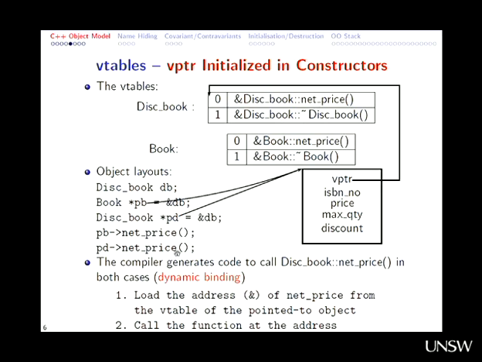So dynamic binding says this: load the address of the net price from the vtable of the pointed-to object and call the function at that address. That is what's going on.